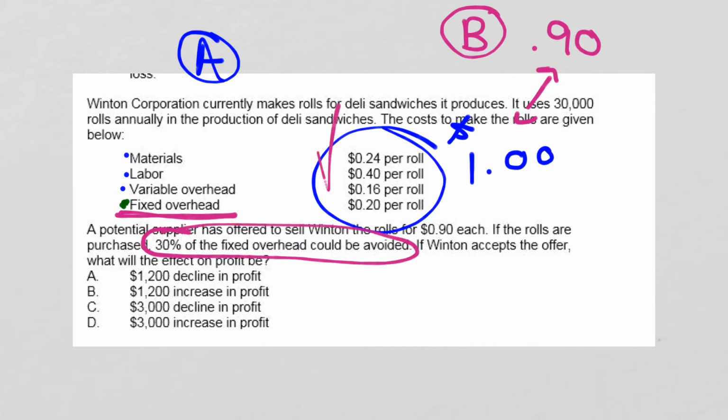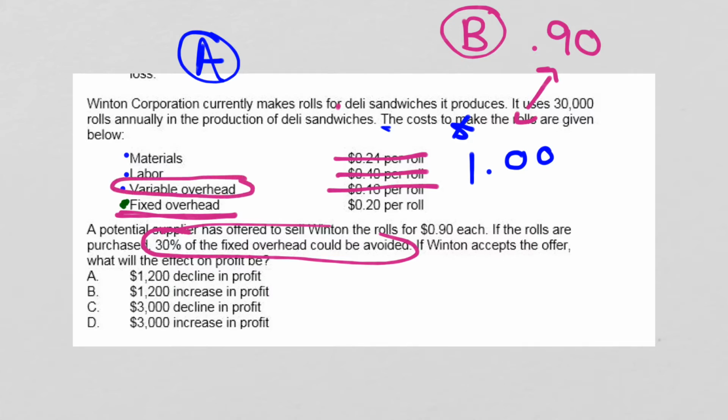That means, I'm going to make some space here. That means that this will go away. If we don't make them ourselves, this will go away because these are all the variable costs, and that will go away. And notice that goes away, even though it's overhead, it's the variable overhead, so it goes away. Of the fixed overhead, the only amount that goes away is 30% of that. That's the only amount that becomes avoided. The rest is still unavoidable.